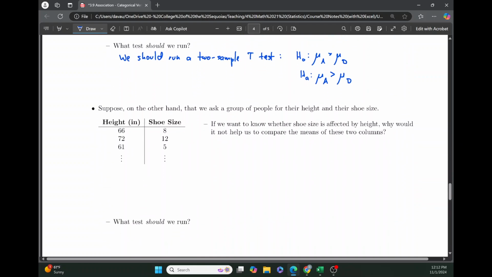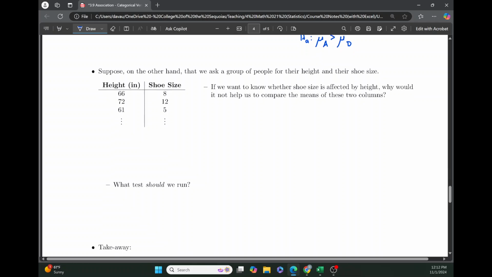Now, suppose, on the other hand, that we ask a group of people for their height and their shoe size. If we want to know whether shoe size is affected by height, why would it not help us to compare the means of these two columns? Why would we not run a 2-sample t-test in this case? Well, because you could take the average height and the average shoe size and compare those means, but it's not going to tell you anything, because you're not comparing apples to apples.